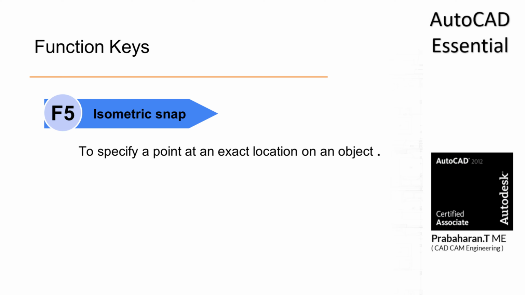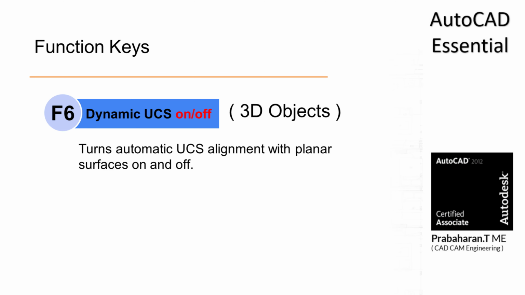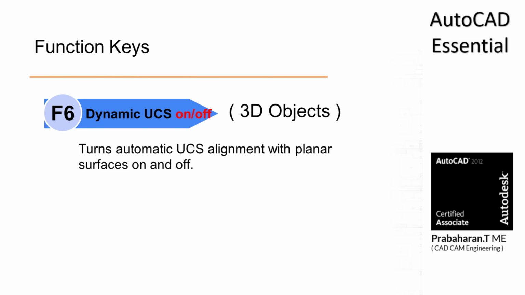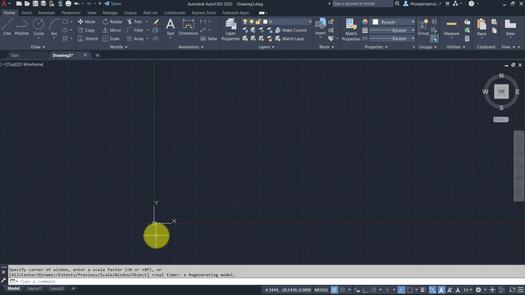Okay. Now we go for the next function key, F6. F6 is nothing but dynamic UCS, on as well as off. UCS means what? User coordinate system. You see here in our AutoCAD we are seeing this x-axis, y-axis. This is called the user coordinate system. So this is a representation for the user, which is the x, which is the y. Okay, so this user coordinate system we can shift anywhere. That is called dynamic UCS.